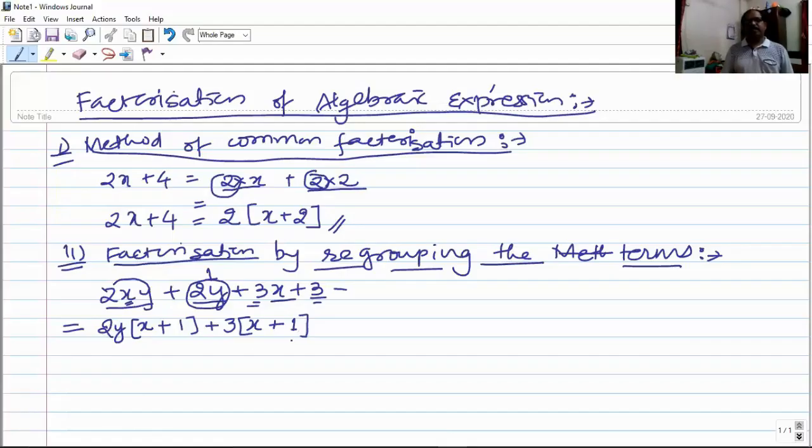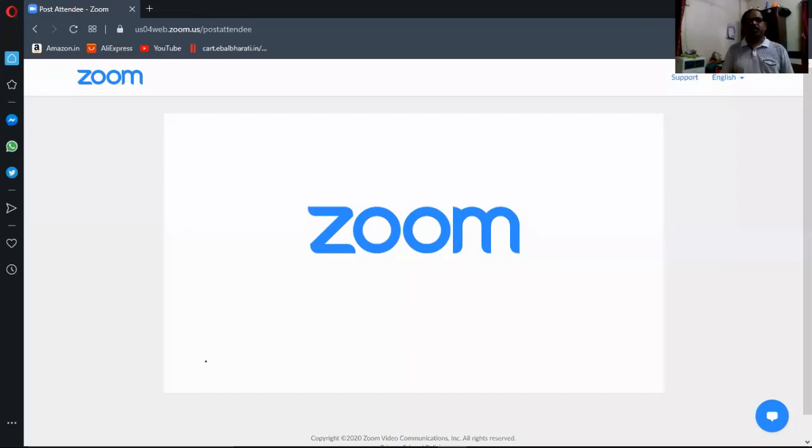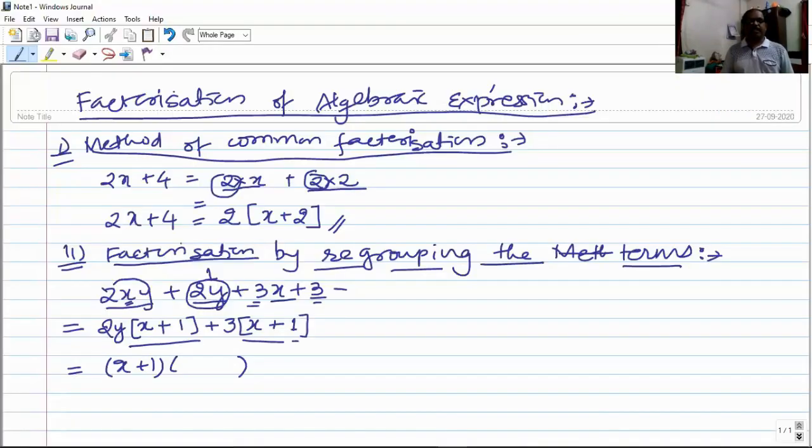So I can say that again x plus 1 is a common factor here. Now I can take x plus 1 as the common factor. It is taken in one bracket, and the remaining terms can be written in another bracket. And what are the remaining terms? They are 2y and 3, which can be written as 2y plus 3, the second bracket.